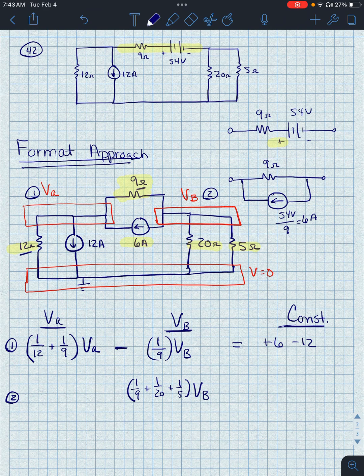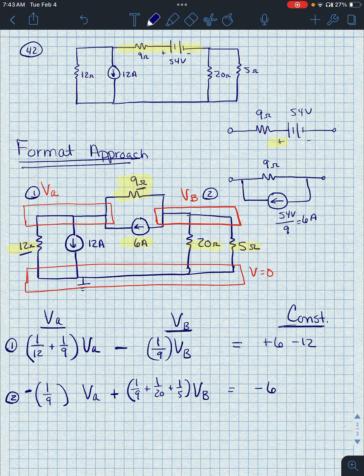And then the VA term, and that's minus because VB is the node that we're looking at right now. And then I'm going to subtract the conductances connected to VA, which again is just that 9 ohm resistor. So that's going to be a minus 1/9 VA. And then on the right, I'm going to add any current coming into the node and subtract any currents leaving. And that 6 amps is now leaving the VB node. It was coming in for the other, and it's leaving for the VB node.